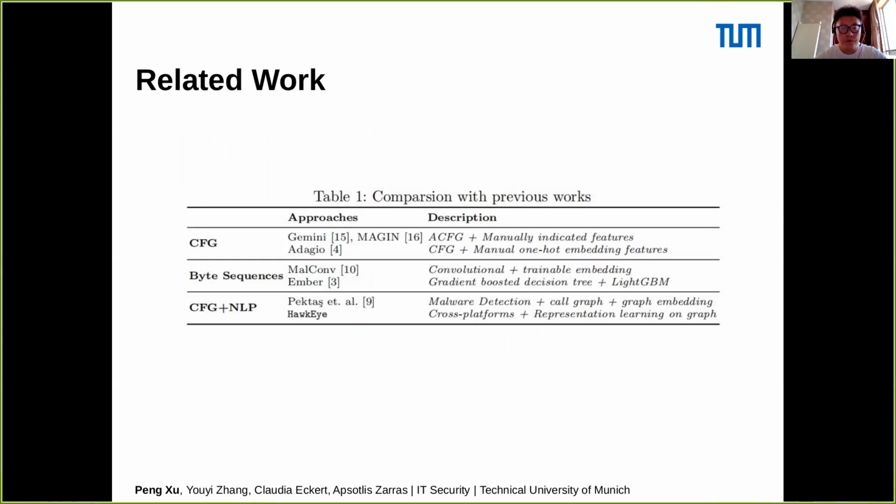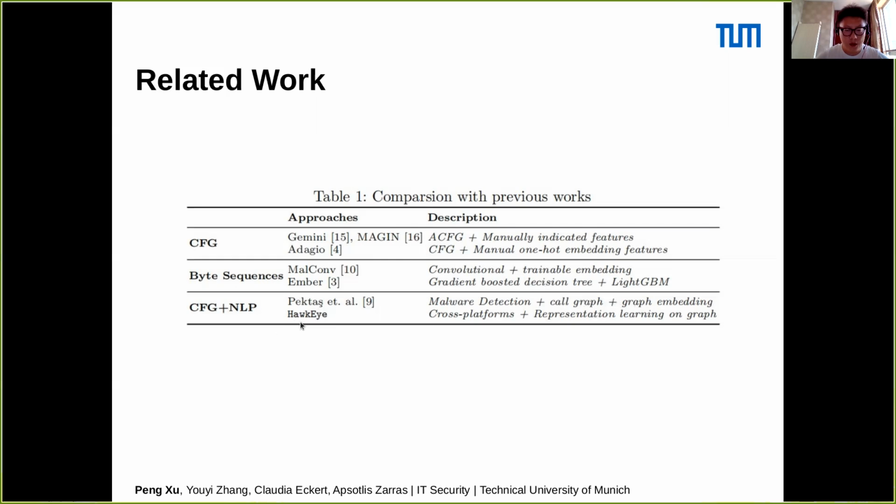In table 1, we list the difference between our work and other existing work. For example, for those that only use the CFG, we have Genius, Adagio, and other works. If we consider the byte sequence, we have Ember, Malconv, and also if we want to do cross-platform work, we can find another work like this one, which uses a call graph and graph embedding. But that is not for cross-platform.